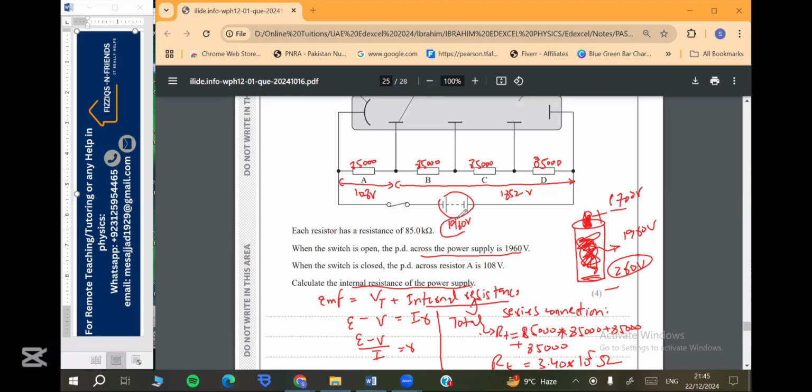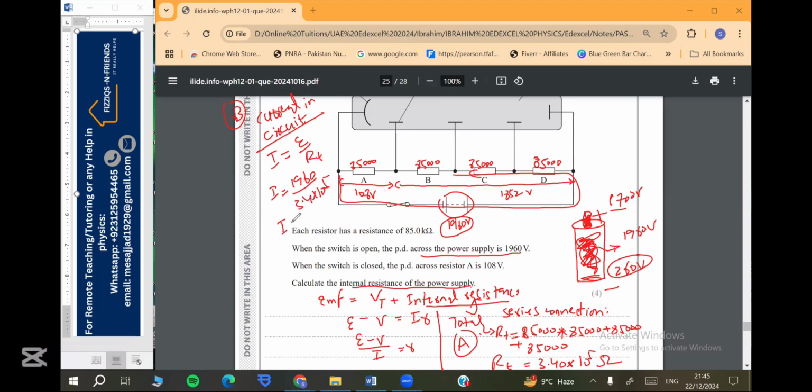And what is the total EMF? 1960. In series, we know that the current remains the same, right? So current in the circuit, how do we calculate this? This is our A point. This is our B point. I equals EMF over total resistance. So E is 1960 and RT is 3.4 into 10 raised to the power 5.